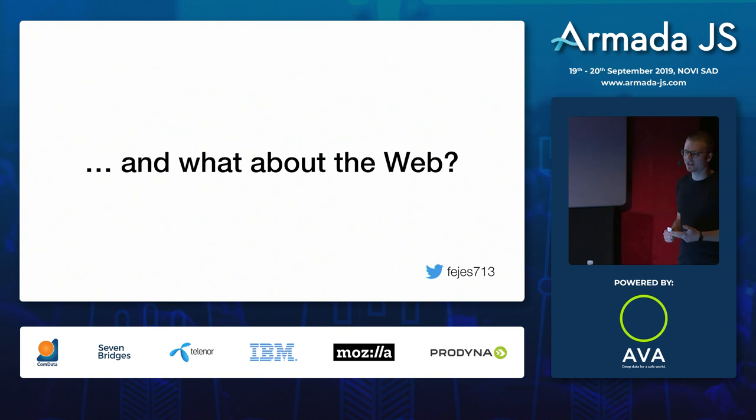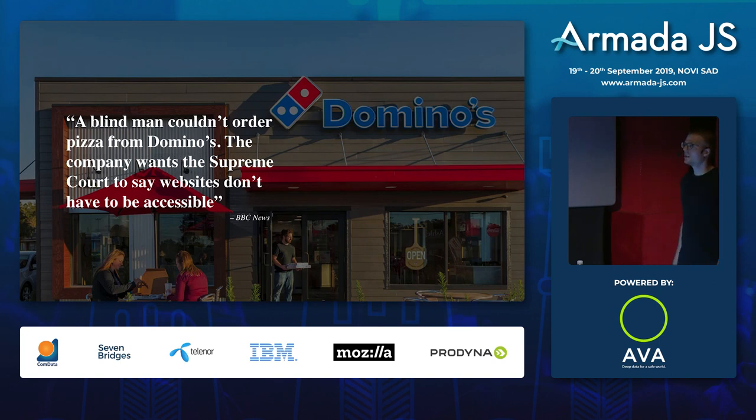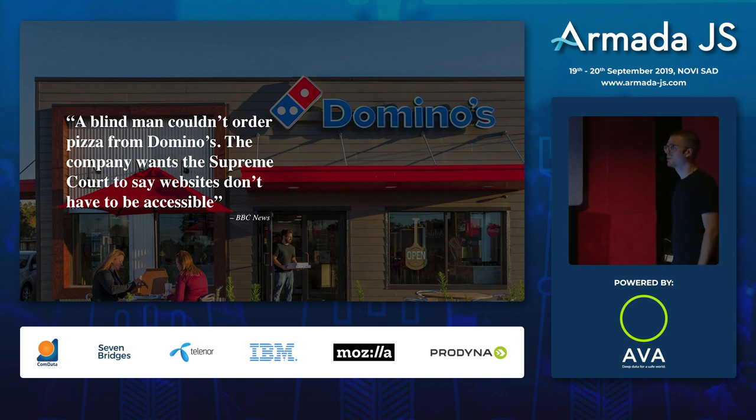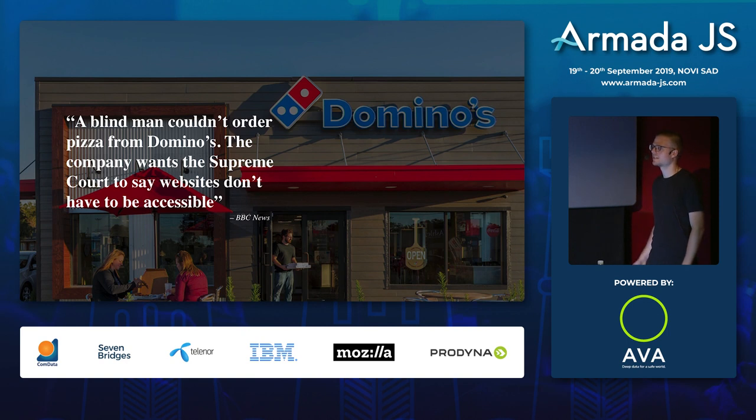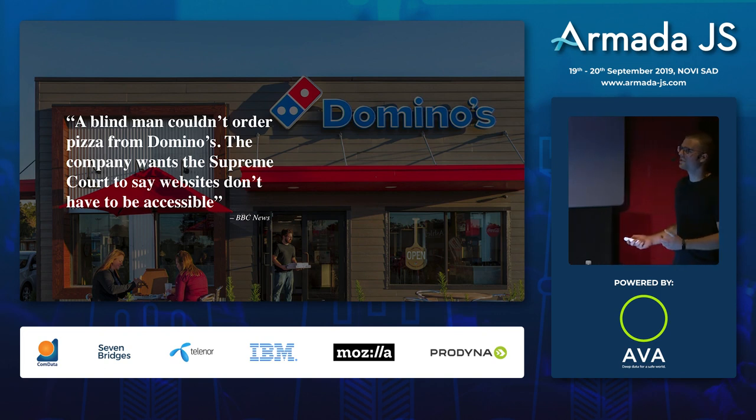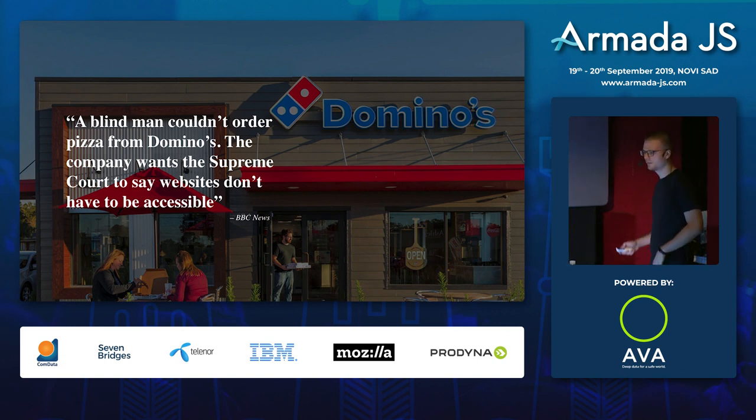So it's pretty common these days, and if the moral side of things isn't enough to convince you about accessibility, there is even a legal side to it. A year ago, a blind man couldn't order a pizza from Domino's. So he sued the company, and Domino's wanted to fight in the Supreme Court to say that their website doesn't have to be accessible. And I think the fine was around $40,000. So what would you do in that situation if you were Domino's? Would you fight one person or make that web application accessible to millions of people?